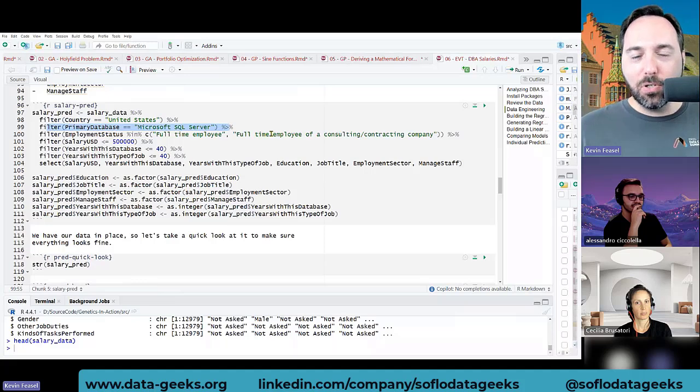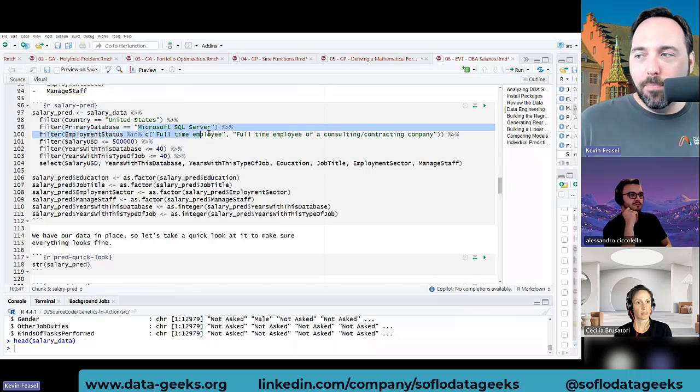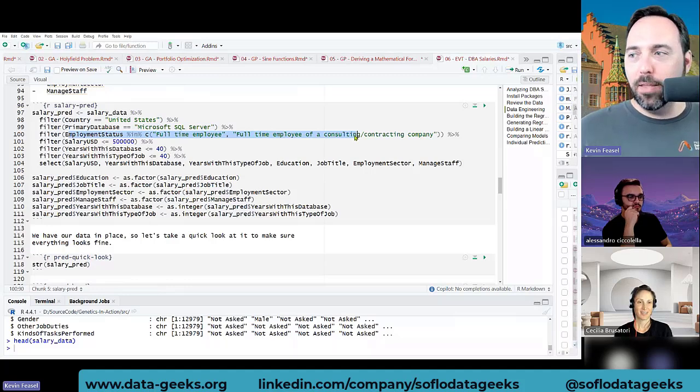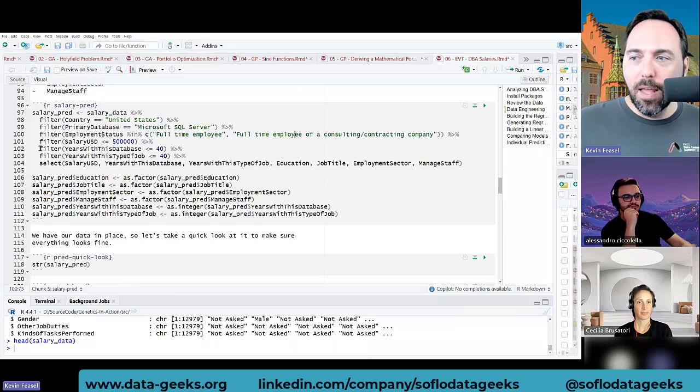But I'm also going to focus on you being a SQL Server DBA or SQL Server data professional. That's your primary database. Again, most of Brent's audience is SQL Server. So if I were focusing on Postgres or Oracle or MySQL, I'm going to have many fewer data points. Employment status: I'm only concerned about people who are full-time. That could be you're a full-time employee, an FTE, or you're doing full-time at a consulting or contracting company. There are also part-time, people who own a company, and people who are unemployed.